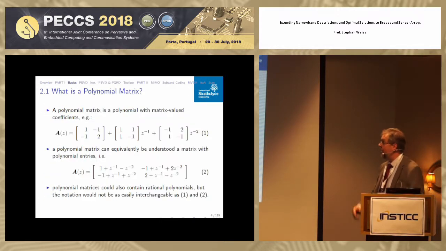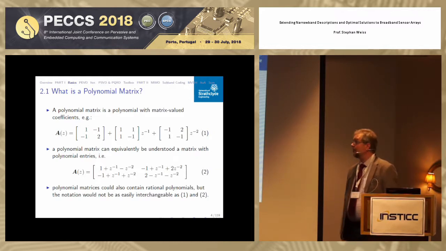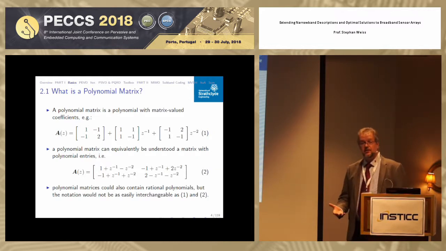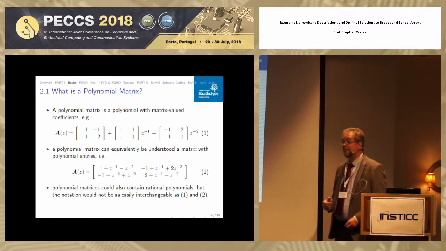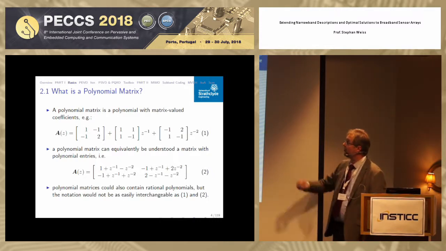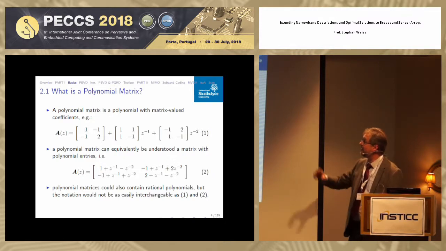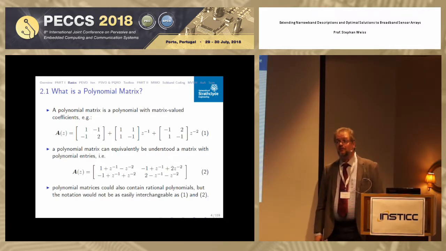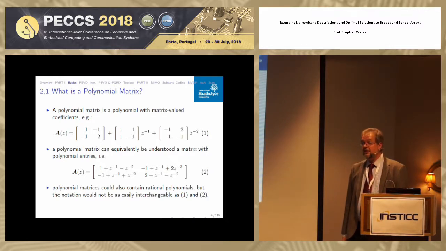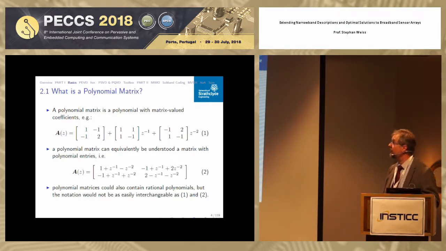So where does the polynomial matrix come from? What does it look like? So a polynomial matrix is basically a matrix that either has matrix-valued coefficients. So for example, here you have a polynomial in Z, and you have 2 by 2 matrices as the coefficients. Or you could also have a matrix, and each entry to this matrix is a polynomial in itself. So it's not a constant matrix, it has polynomial entries.